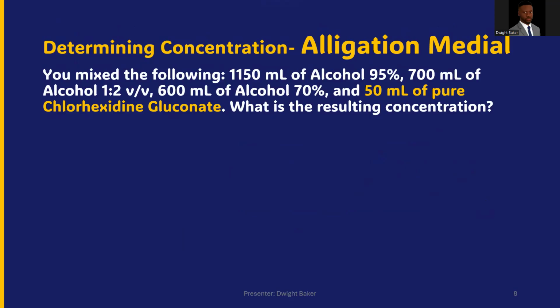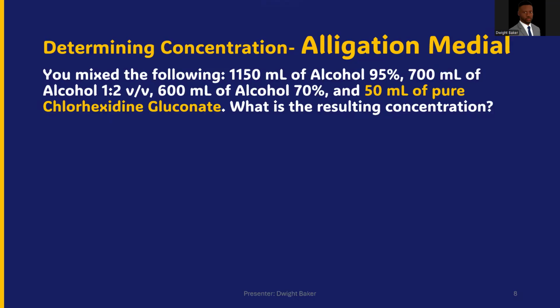So you have the following: 1150 mils of alcohol, 95%, 700 mils of alcohol, 1 in 2, volume in volume, and you have 600 mils of alcohol, 70%, and 50 mils of chlorhexidine gluconate. Now, what is the resulting concentration here?